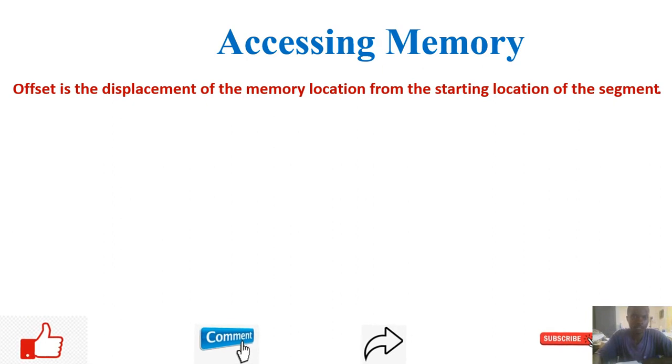Let's define what an offset is. An offset is the displacement of the memory location from the starting location of the segment. Let me say you are in a room, and then you say, I want to move 3 steps from where I am. So what is the offset? The offset is where you are starting from and how many steps you are going to move from the location where you are right now.